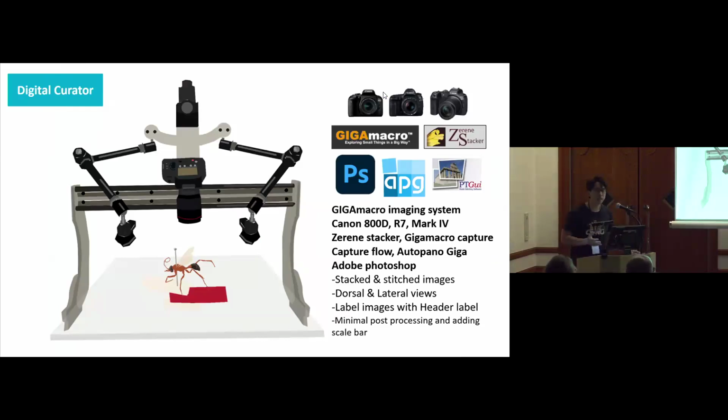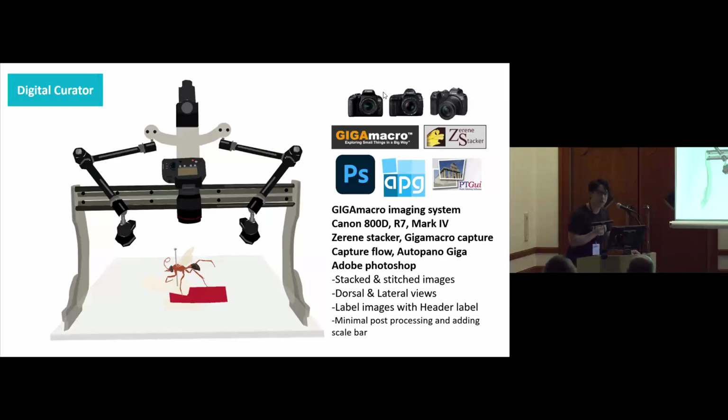So we mainly image with the Giga Macro system. Along with the camera, like DSLR cameras or mirrorless cameras, it allows us to produce high throughput and high resolution focal stacked images. It's also capable of imaging multiple specimens at once, and also doing stitched imaging with its 3-dimensional movement capability. And we also use Zerene Stacker to do the focal stack images.